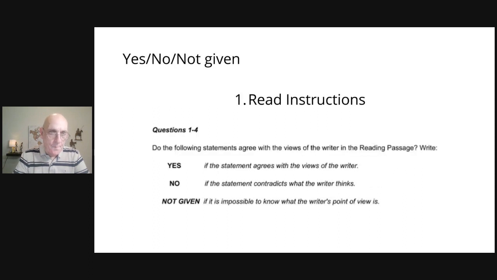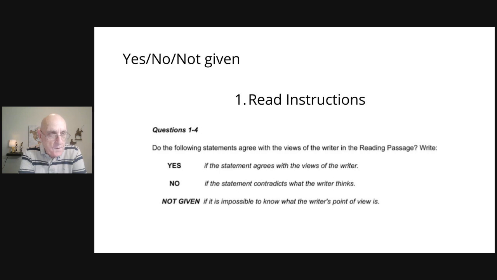So the first thing, as usual, is that we want to read the instructions. Again, you can see the emphasis on the views. Do the following statements agree with the views of the writer in the reading passage? Yes, if it agrees with the views. No, if the statement contradicts what the writer thinks.